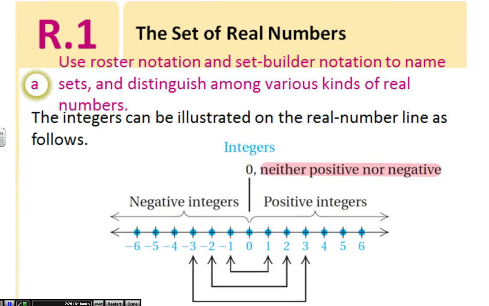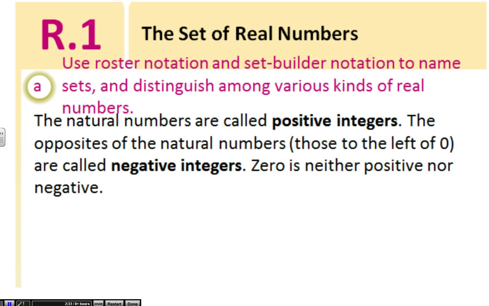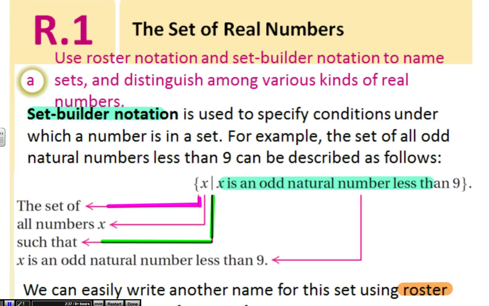All right, so moving along, we've got zero is neither positive nor negative, and on a number line you can represent positive and negative numbers. Positive numbers being to the right, negative numbers to the left. Let's move on to set builder notation.